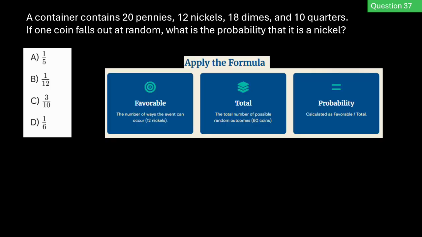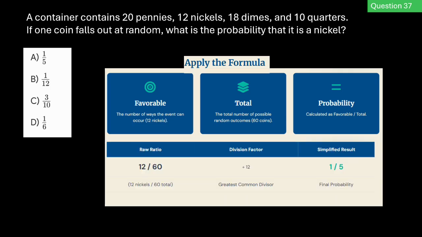Now that we know the favorable outcome, the total, and we've calculated the raw probability, our final step is to simplify the fraction. If we look at 12 and 60, they share a greatest common factor of 12. Dividing both the top and the bottom by 12 reduces the fraction down to 1/5. If you prefer percentages or decimals, 1/5 converts directly to 0.20, or a 20% chance. This tells us that exactly 1 out of every 5 coins in that container is a nickel.